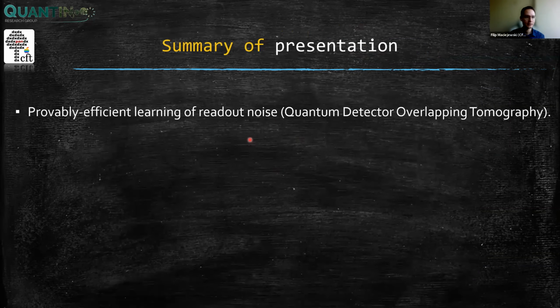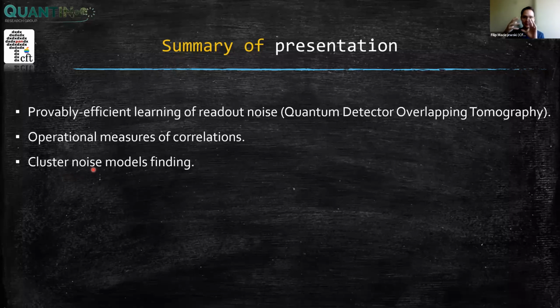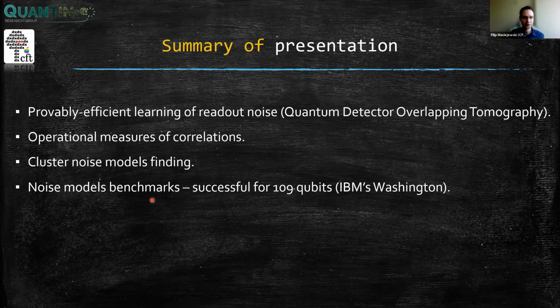Okay, to summarize, what I talked about is a probably efficient method of learning readout noise using detector overlapping tomography. I introduced some operational measures of correlation. So operational, I mean, they have just a clear interpretation in terms of statistics. And I talked about finding the noise models based on this idea of clusters, so small subsets of qubits that are correlated with each other. And I have shown some experimental results of noise model benchmarks for a system size up to 109 qubits.